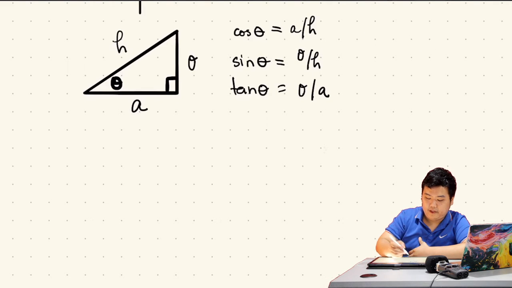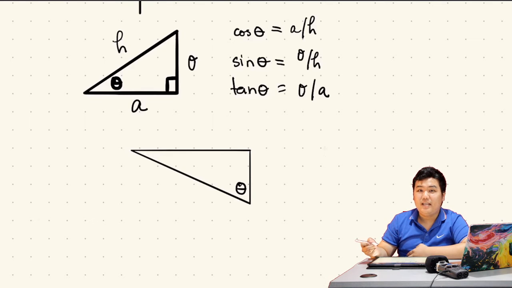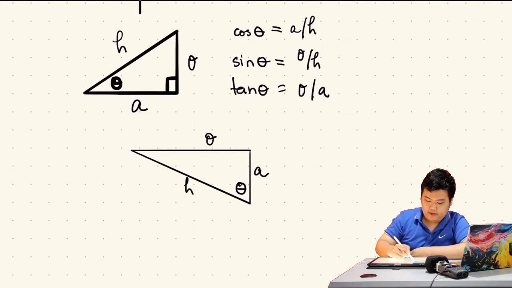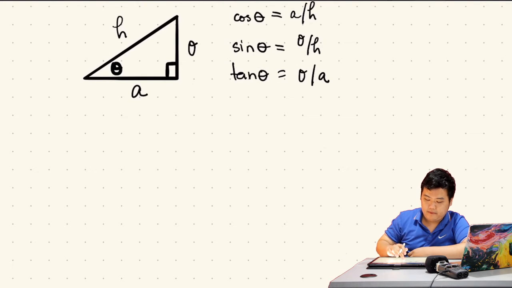So, remember that figure. Eh, paano kung yung figure natin ay ganito? Pare-pareho lang, ikot lang. And let's say this is our theta. So, yung longest side is H, the hypotenuse. Katapat ni theta is the opposite. And then yung isa is adjacent. Okay? So, let us apply this by solving some problems.